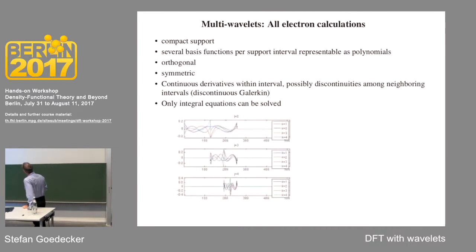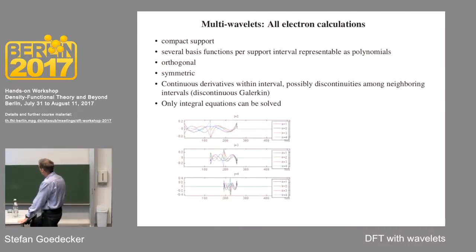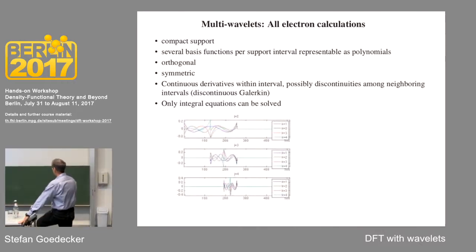Okay, now let's come to the last family, multi-wavelets. What are the properties? Those multi-wavelets again have compact support, but now a big difference is you have several basis functions per support interval. Before we had always only one. They are also orthogonal. They also can be symmetric. They also have many continuous derivatives in the interval. But at the end of the interval, of course, they can do more or less whatever they want to do.